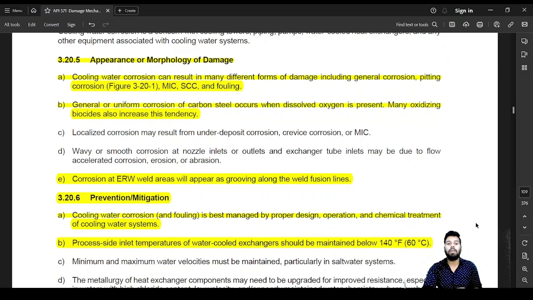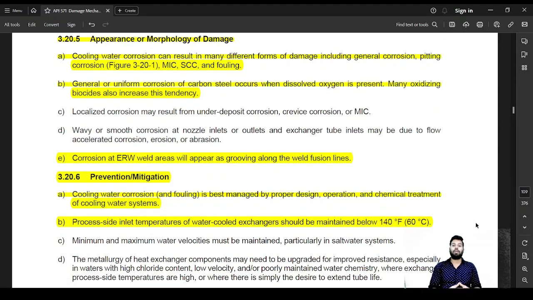Appearance and morphology: cooling water corrosion can result in many different types of damage, including general corrosion, pitting corrosion, microbiology-induced corrosion, stress corrosion cracking, and fouling. General or uniform corrosion of carbon steel occurs when dissolved oxygen is present. Many oxidizing biocides also increase this tendency. Localized corrosion may result from under-deposit corrosion, crevice corrosion, or MIC.